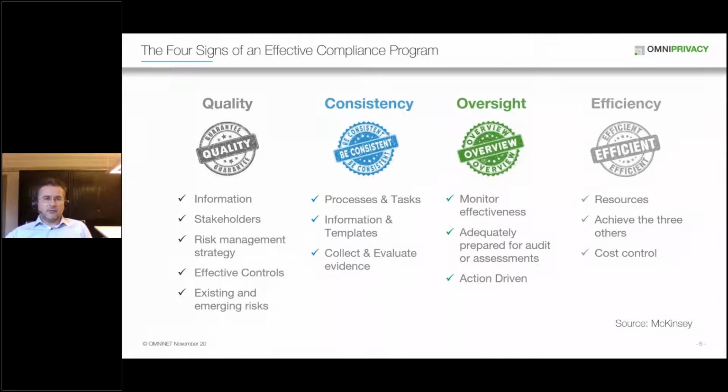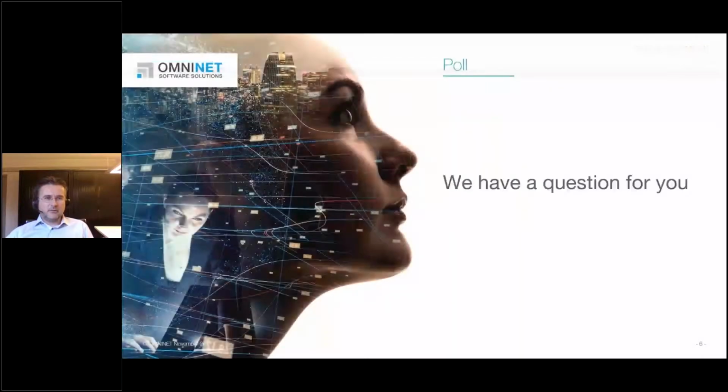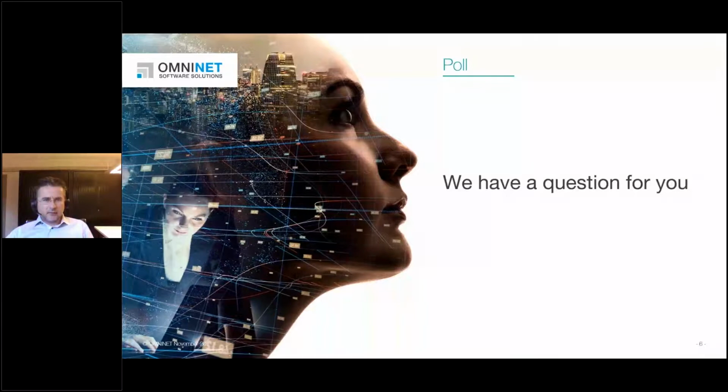The last sign is efficiency in these compliance programs, where you need to check if your resources are managed well. And in fact, this efficiency is a means to achieve the 3 other signs with optimal resources and optimal costs, of course, as well. And in the next couple of slides, I will tell you how you can achieve this with our application. But before we do that, I have a small question.